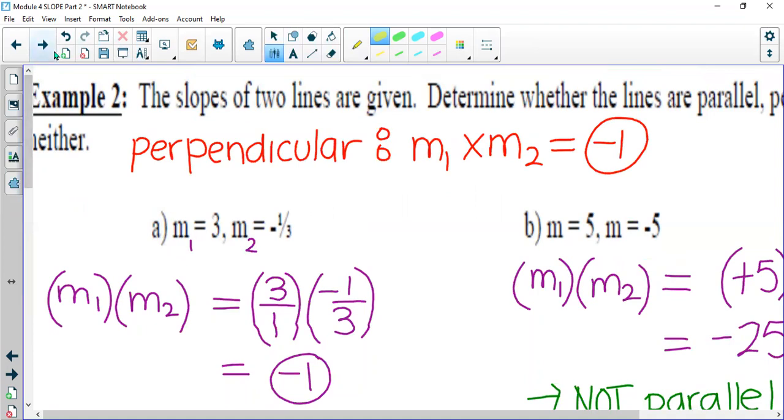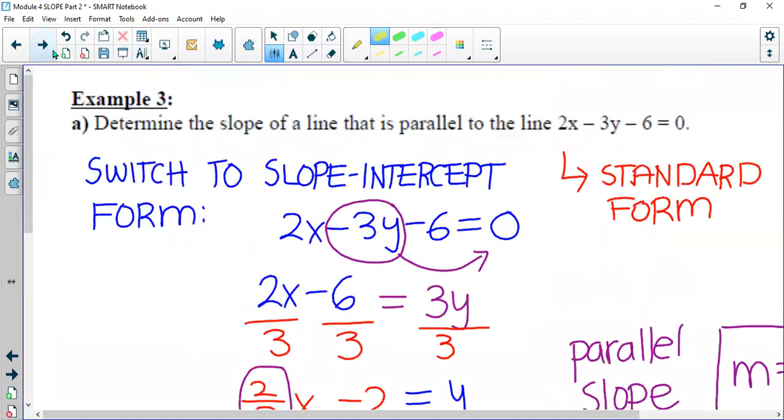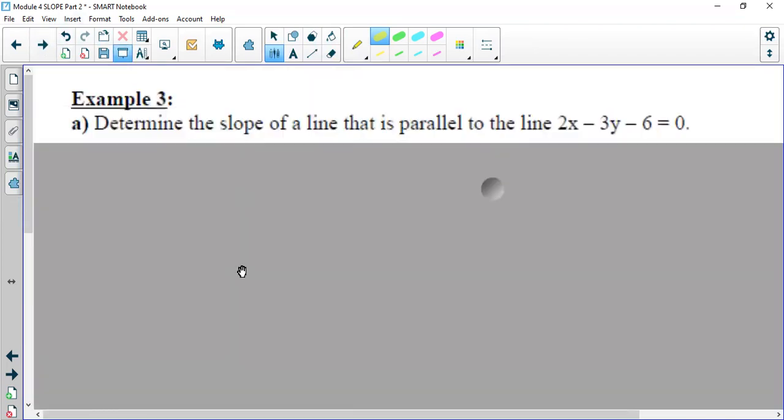Okay, we're going to skip this. And let's try this question. Can everyone write this into your notes?